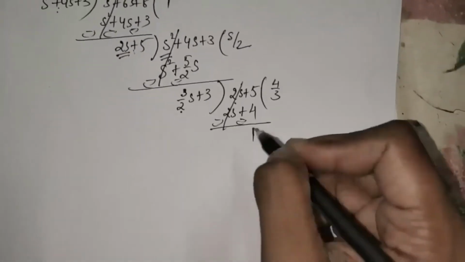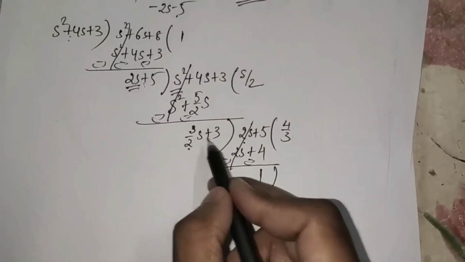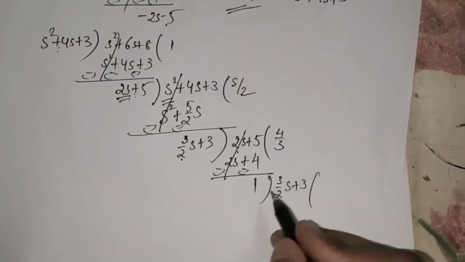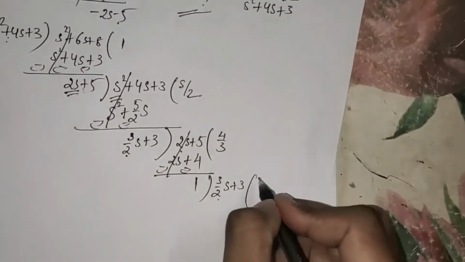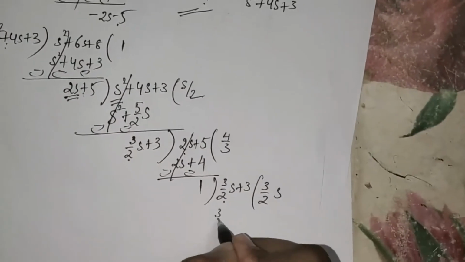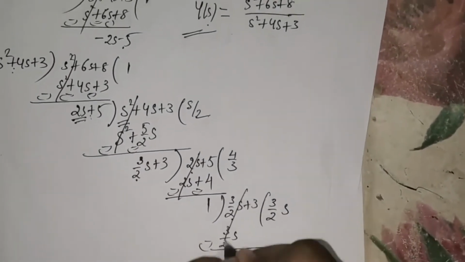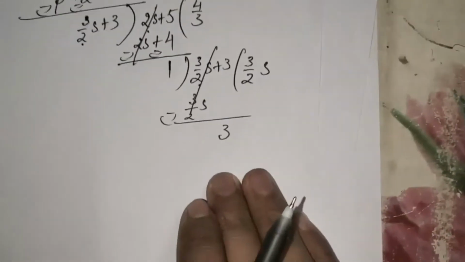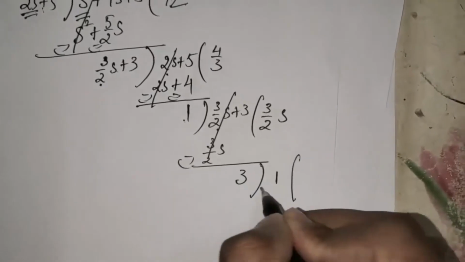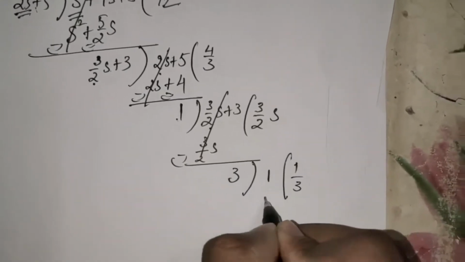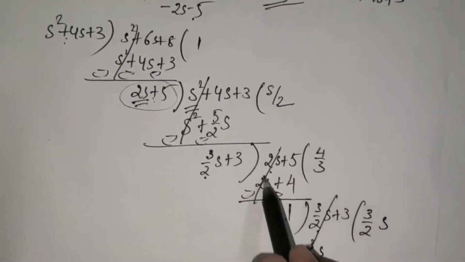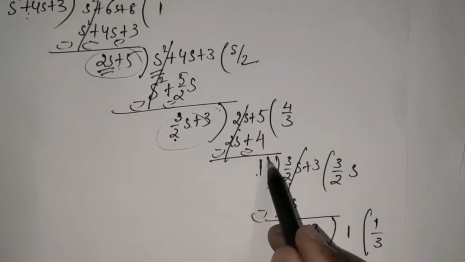Here also the remainder is positive. This term is carried forwarded here. It's 3 by 2s plus 3. So here in order to cancel the first term, multiply directly by 3 by 2s plus 3. Here also remainder is positive. The same thing is carried forwarded here. I multiply by 1 by 3. So in this entire process, as you can see, the remainder is always positive.